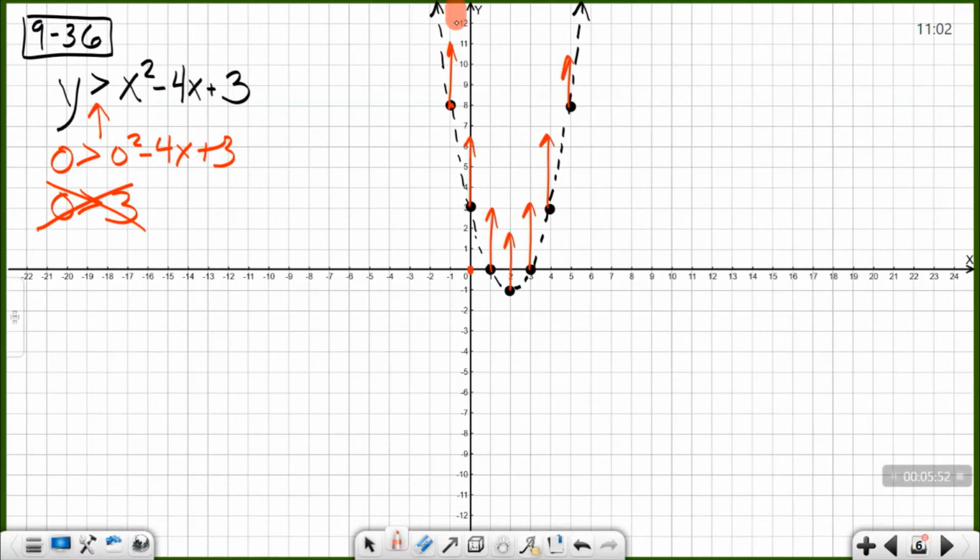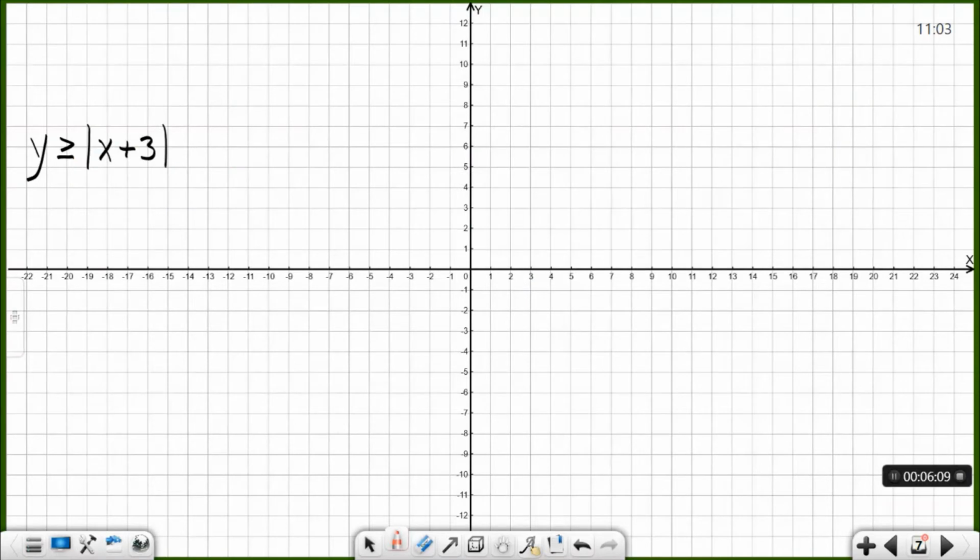I'm going to go ahead and do that now. Again, I'm using this as my boundary curve here, and I'm just going to be shading everything inside of my parabola. That would be my solution region. So points inside my parabola would make this inequality true. Points outside of my parabola would not make the inequality true.